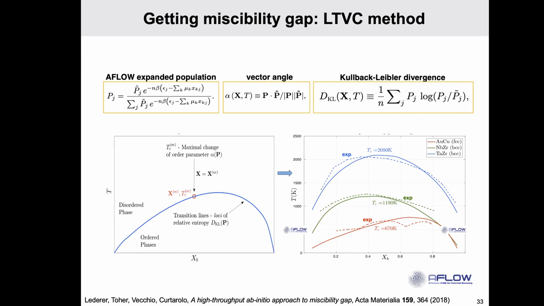Okay. Concept. Okay, this angle, you just take the derivative of this angle with respect to temperature, and when the gradient of the angle reaches its maximum, which means that the vector moves with respect to temperature the most, you identify the phase transition.